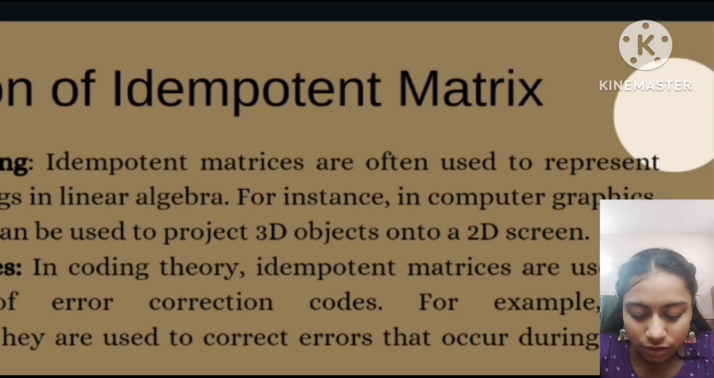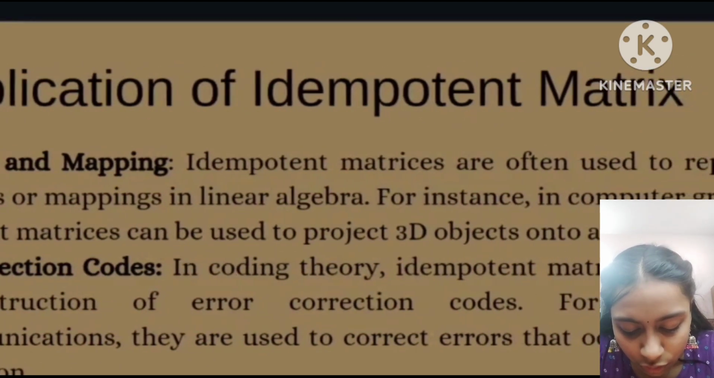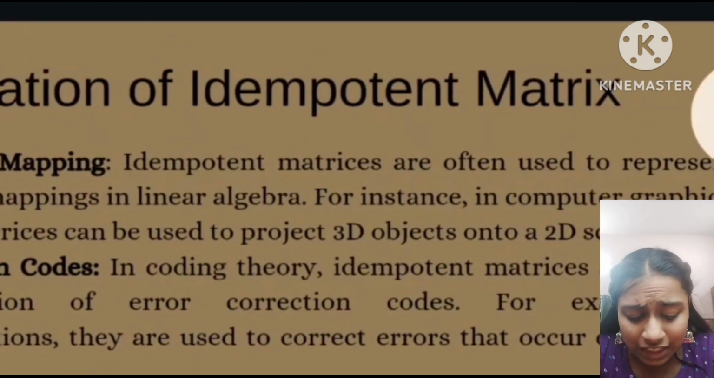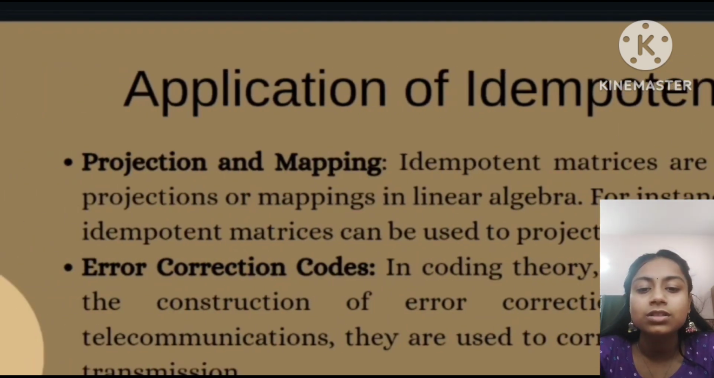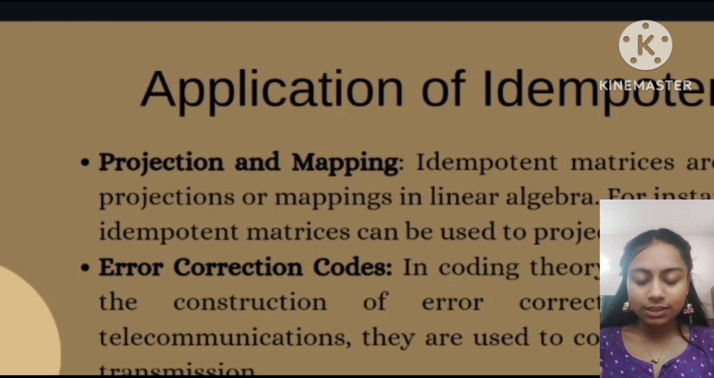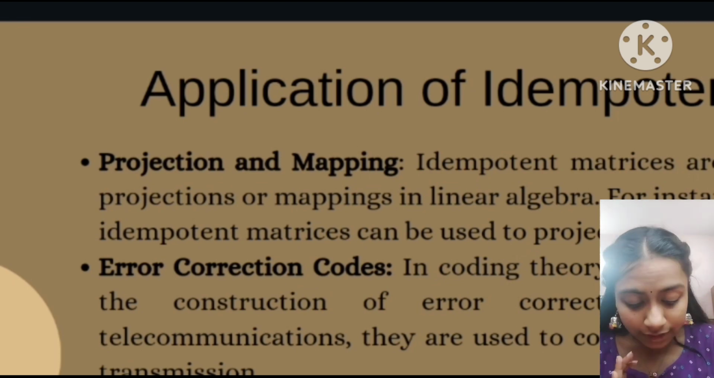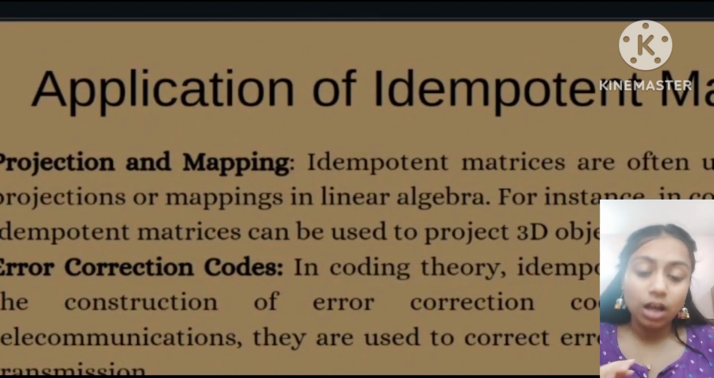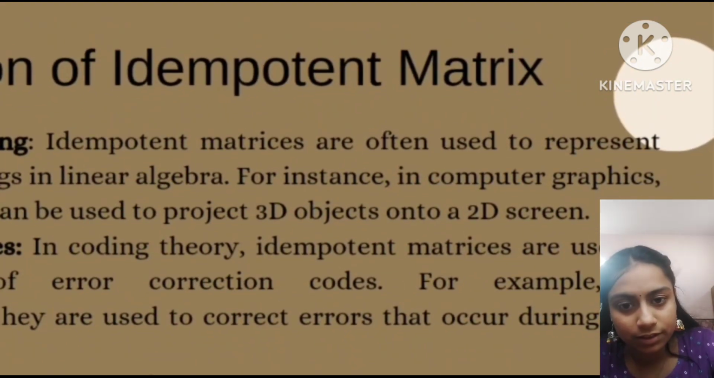The next application is error correction codes. In coding theory, idempotent matrices are used in the construction of error correction codes. To understand this application by example, we all know what telecommunication is. Communication that is done over far or long distances is called telecommunication. And to correct any error in the data, we use idempotent matrices.